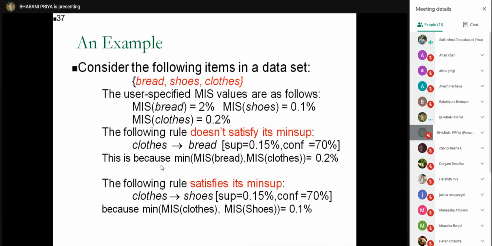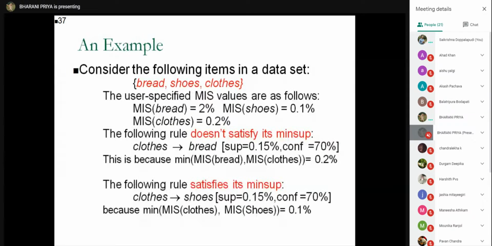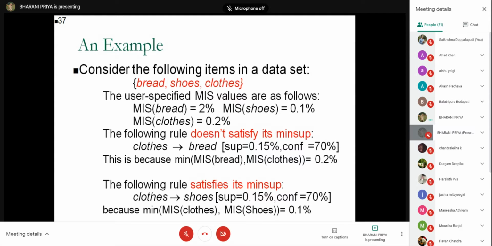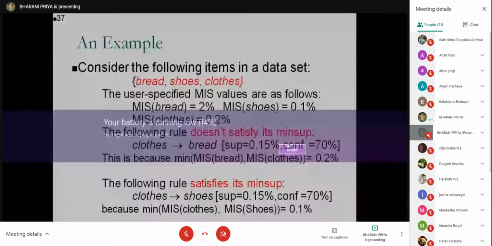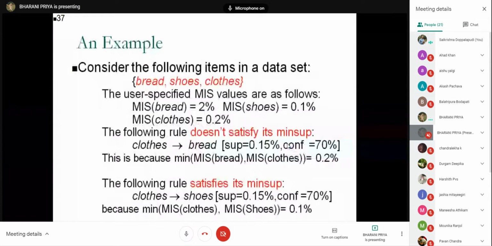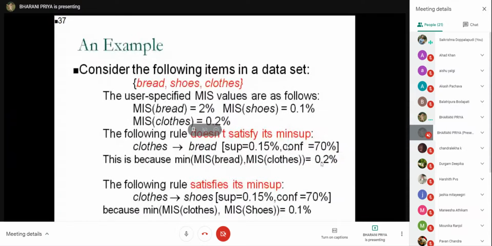The actual support should be 0.5. This is not greater than 0.2. Just a minute, give me 1 minute, my battery is low. Yes, repeat the question. Yes, the MIS value is 0.2.